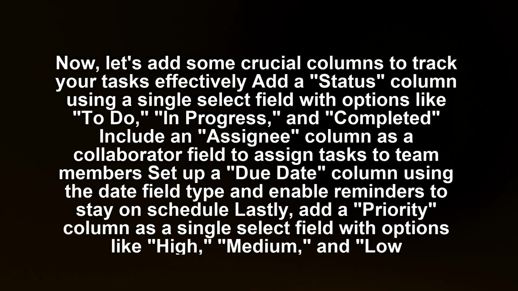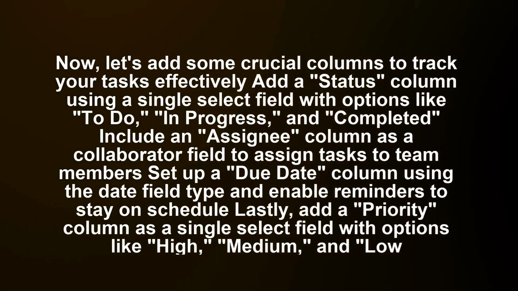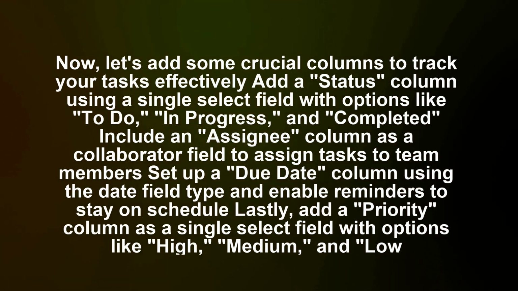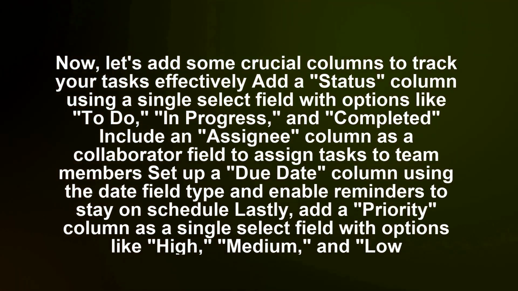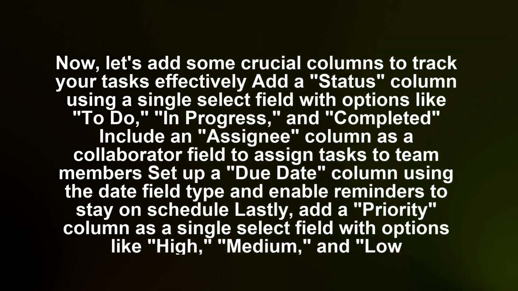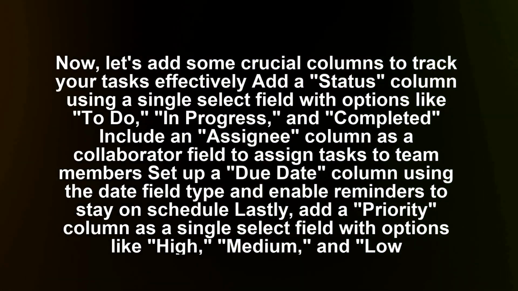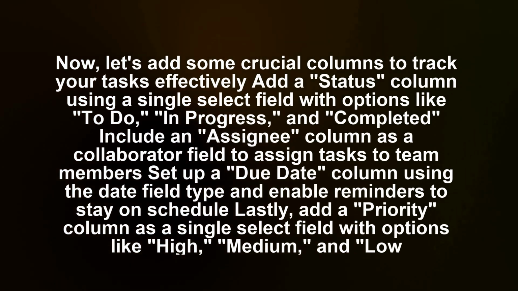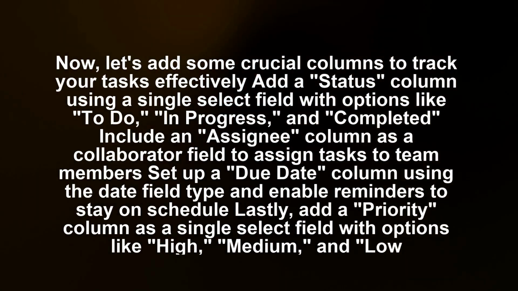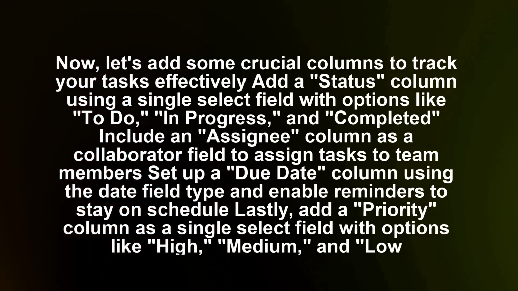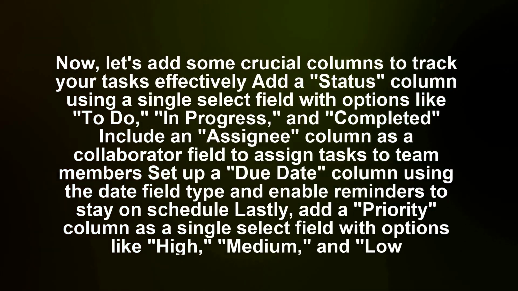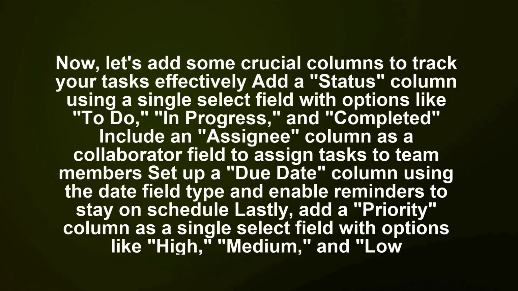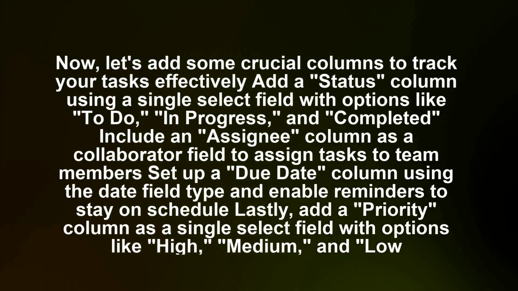Now, let's add some crucial columns to track your tasks effectively. Add a status column using a single select field with options like To Do, In Progress, and Completed. Include an Assignee column as a collaborator field to assign tasks to team members. Set up a Due Date column using the Date field type and enable reminders to stay on schedule. Lastly, add a Priority column as a single select field with options like High, Medium, and Low.